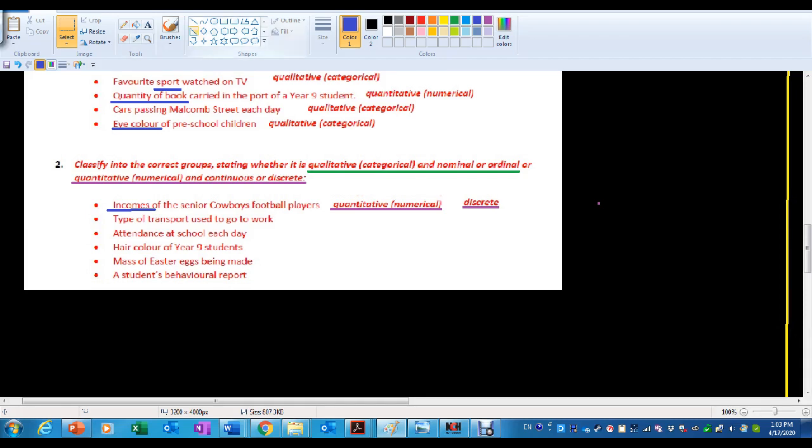Type of transport. Okay, types of transport. As long as it's called types, it should be categorical. It's about the category of things. Like you would say, I drive a car, or I take the train, or I walk by foot. So there are different types of transport, but they can't be numbered, so they are not numerical. So first of all, they must be qualitative.